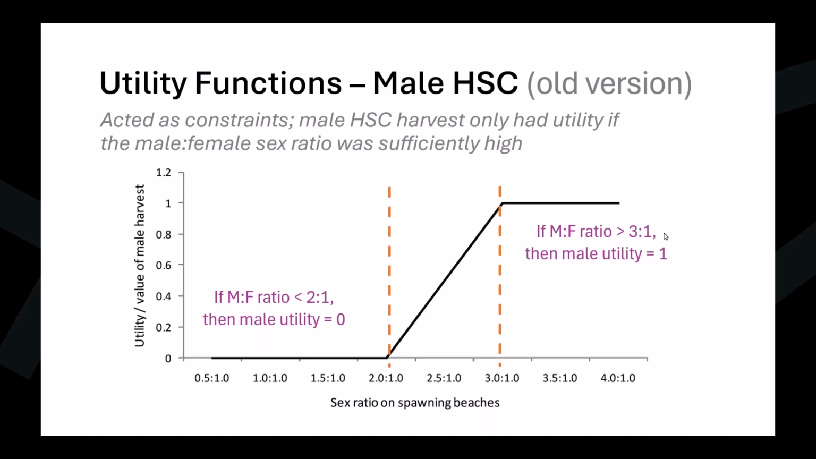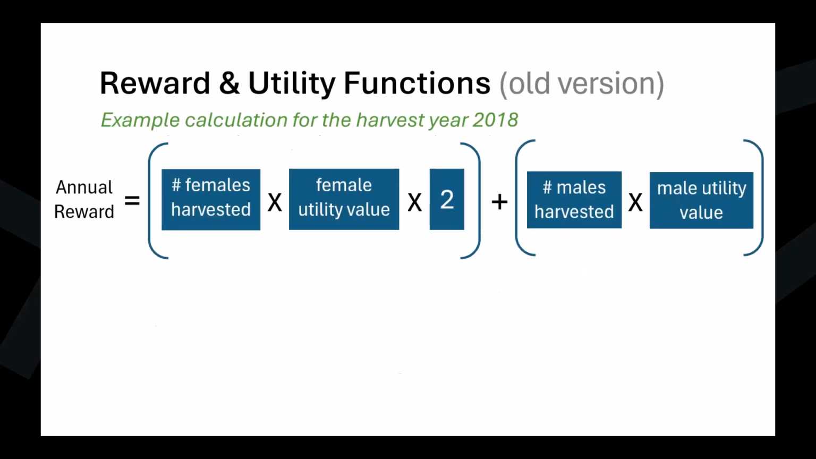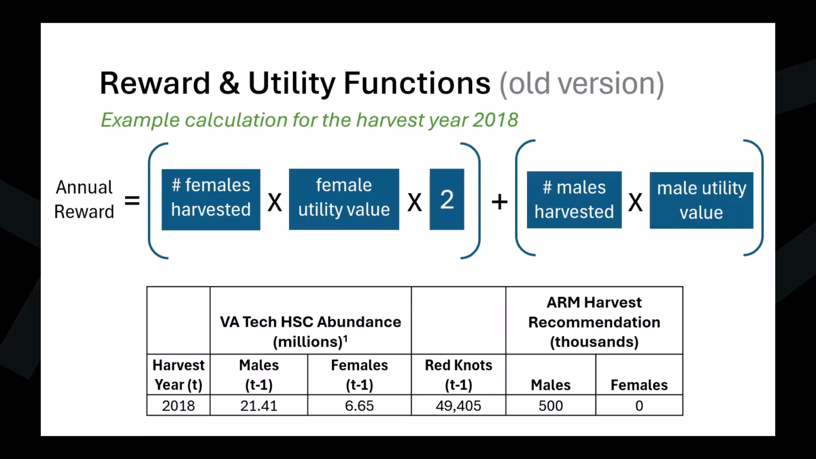So that is then taken and input into the reward equation, which I think we'll look at on the next slide. And to exemplify how this works, we thought we would look at a tangible example of the year 2018 and demonstrate how utility is derived from the populations, and then how that utility is applied to the harvest packages to then estimate the expected reward from harvest for that year.